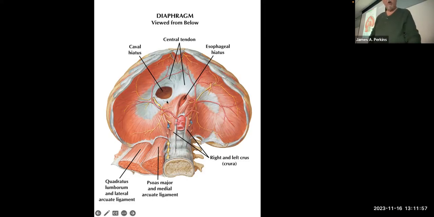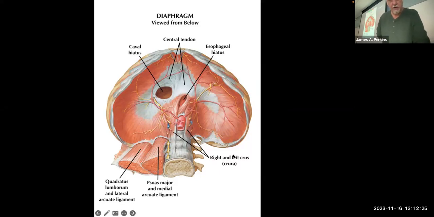So hiatal hernia is referring to a hernia through the esophageal hiatus, a hernia of part of the stomach sliding up from the abdomen into the thorax. All right, so we've got these two crura: the left crus, just to the left of the aorta, and the right crus, which goes to the right of the aorta, but also forms this loop that forms the esophageal hiatus.